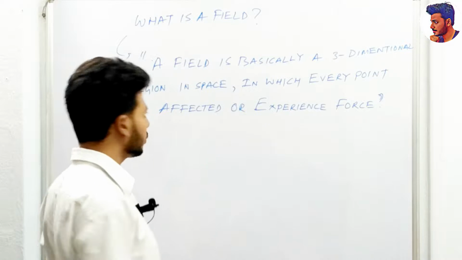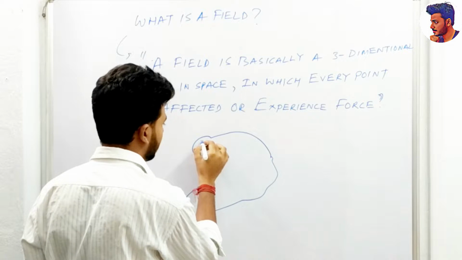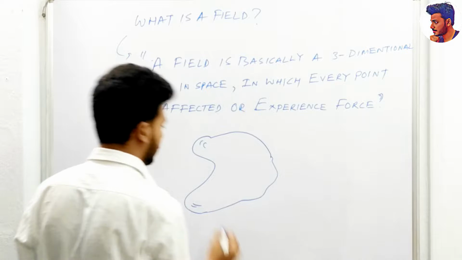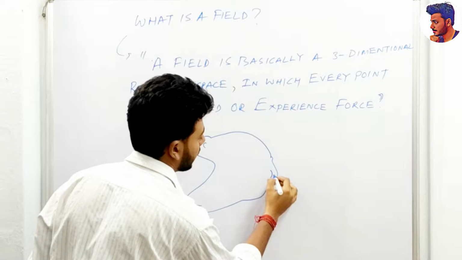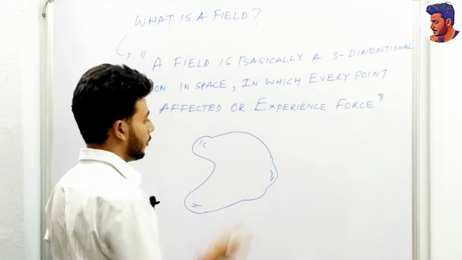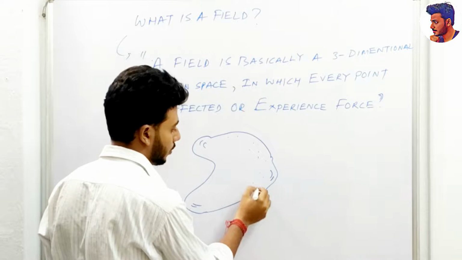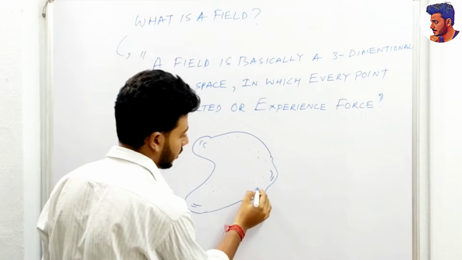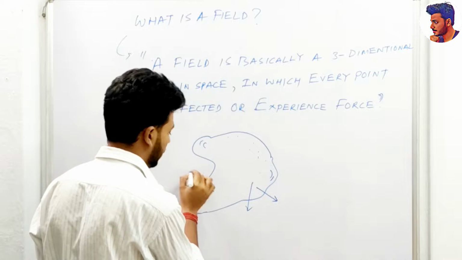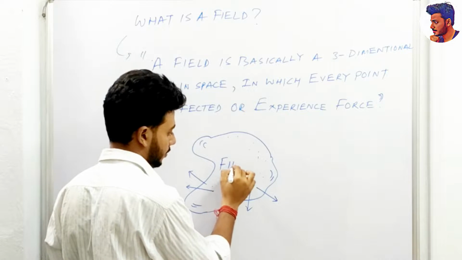So what does it mean? It means if there is any kind of region in space, it's a three-dimensional region, okay? Like so. It's a three-dimensional region. In this region, every point, the region consists of an infinite number of points. Every point is actually affected by some kind of forces. So this is actually called a field.